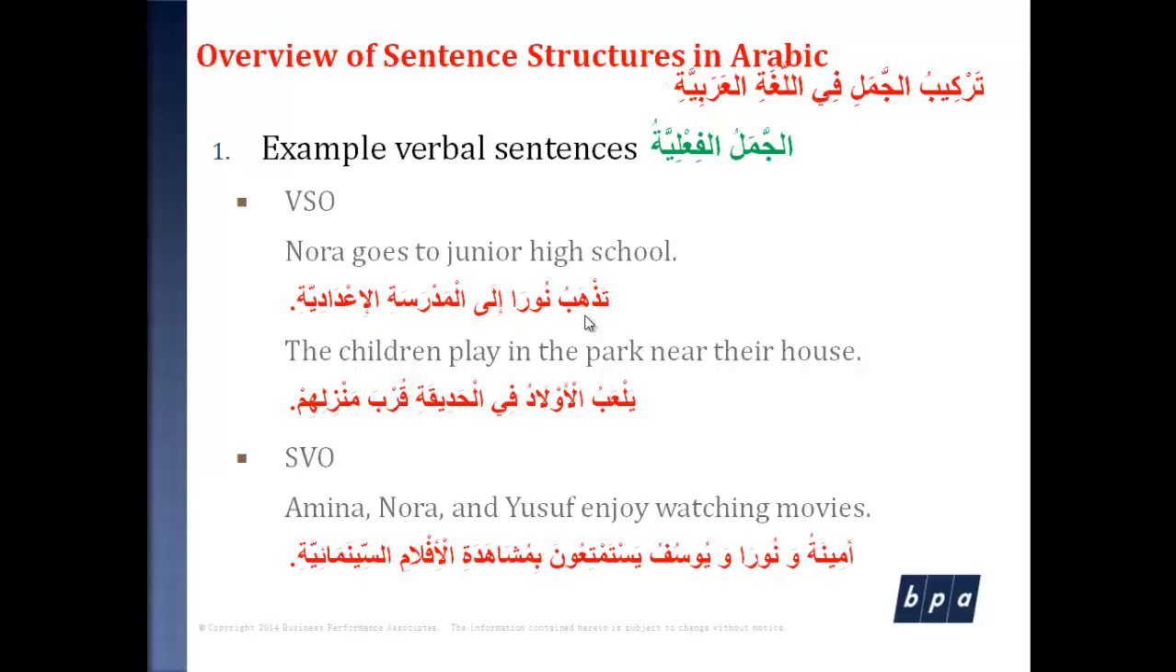تذهب نورا إلى المدرسة الإعدادية. المدرسة الإعدادية, we learned this in the previous lesson. It's the junior high school. إلى is to. تذهب goes. نورا is the subject here, and that's just the name. So تذهب نورا إلى المدرسة الإعدادية.